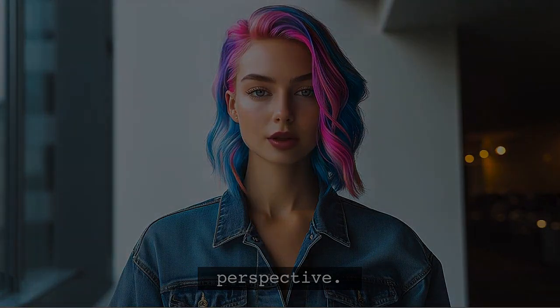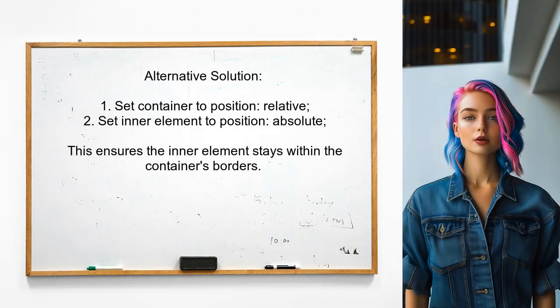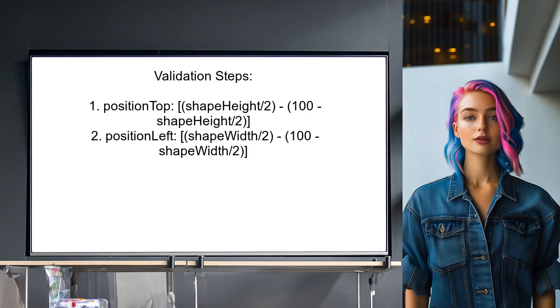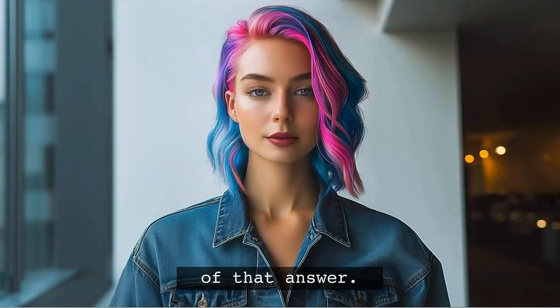Let's see another perspective. An alternative approach suggests setting the containing element to position relative and the inner element to position absolute. This way, the inner element's position will be calculated from the borders of the container. Additionally, you should validate the position values. For position top, ensure it falls within a specific range based on the shape's height. Similarly, for position left, set it within a range based on the shape's width. That's the end of that answer.